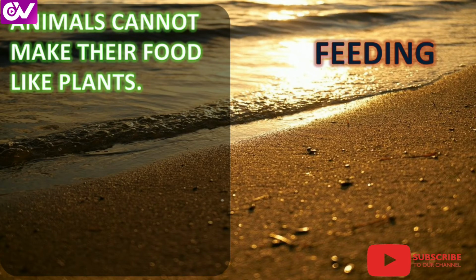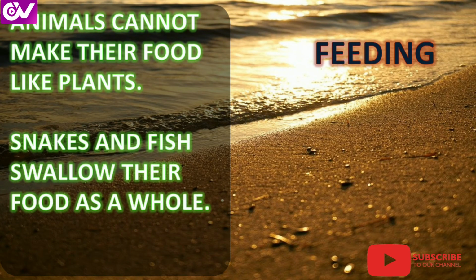In the leaf, there are small pores called stomata, which take in the food that is required for a plant. But animals can't take food on their own. So what they do is take food from plants, or they eat other animals.